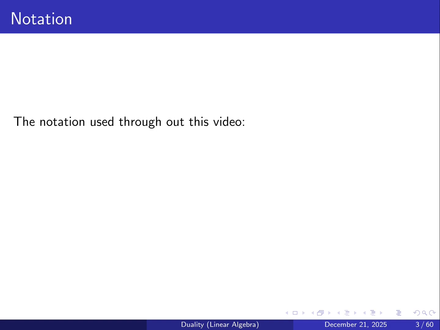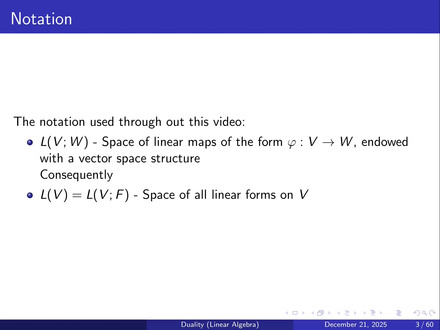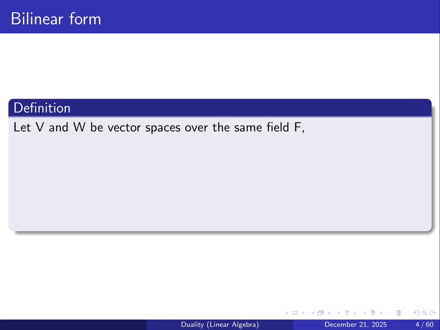The notation we'll use throughout this video will be L(V;W) will denote the space of all linear maps of the form phi from V to W endowed with the vector space structure. Consequently, L(V) will denote the space of all linear forms on V. First, we'll take a look at the definition of a bilinear form.